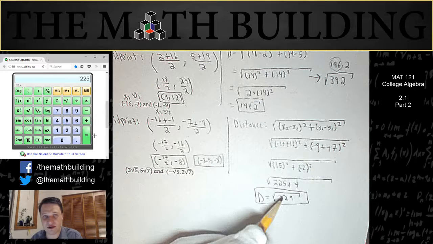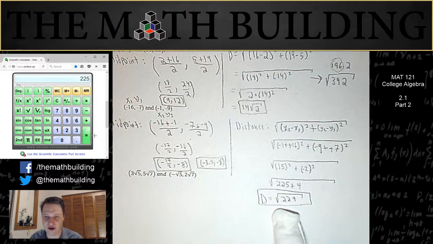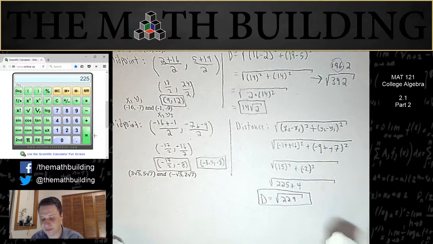And you should try to simplify that. Check to see if a square number will go into it. 4, 16, 64. None of them will, so there's your final answer. It's better to leave your answer like this. If you do a decimal, then you're only having an approximate answer. This is the exact answer.